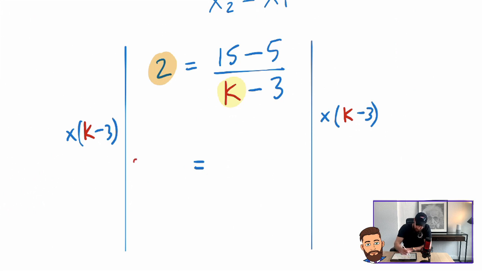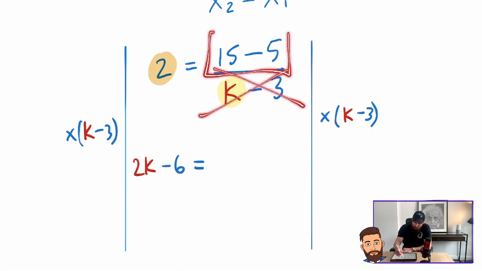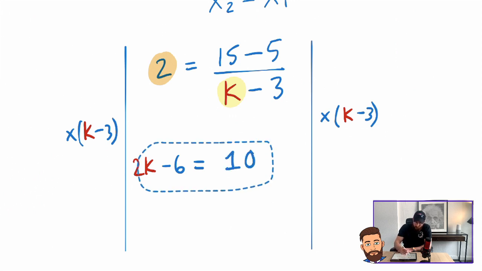2k. Yeah, that's 2k. What is 2 times minus 3? Minus 6. Now, this is the problem that students have. If I've multiplied all of this side by k, all we're doing is cancelling that off, so all we're left with is the top. And what is the top? Well, what is 15 minus 5? 10.